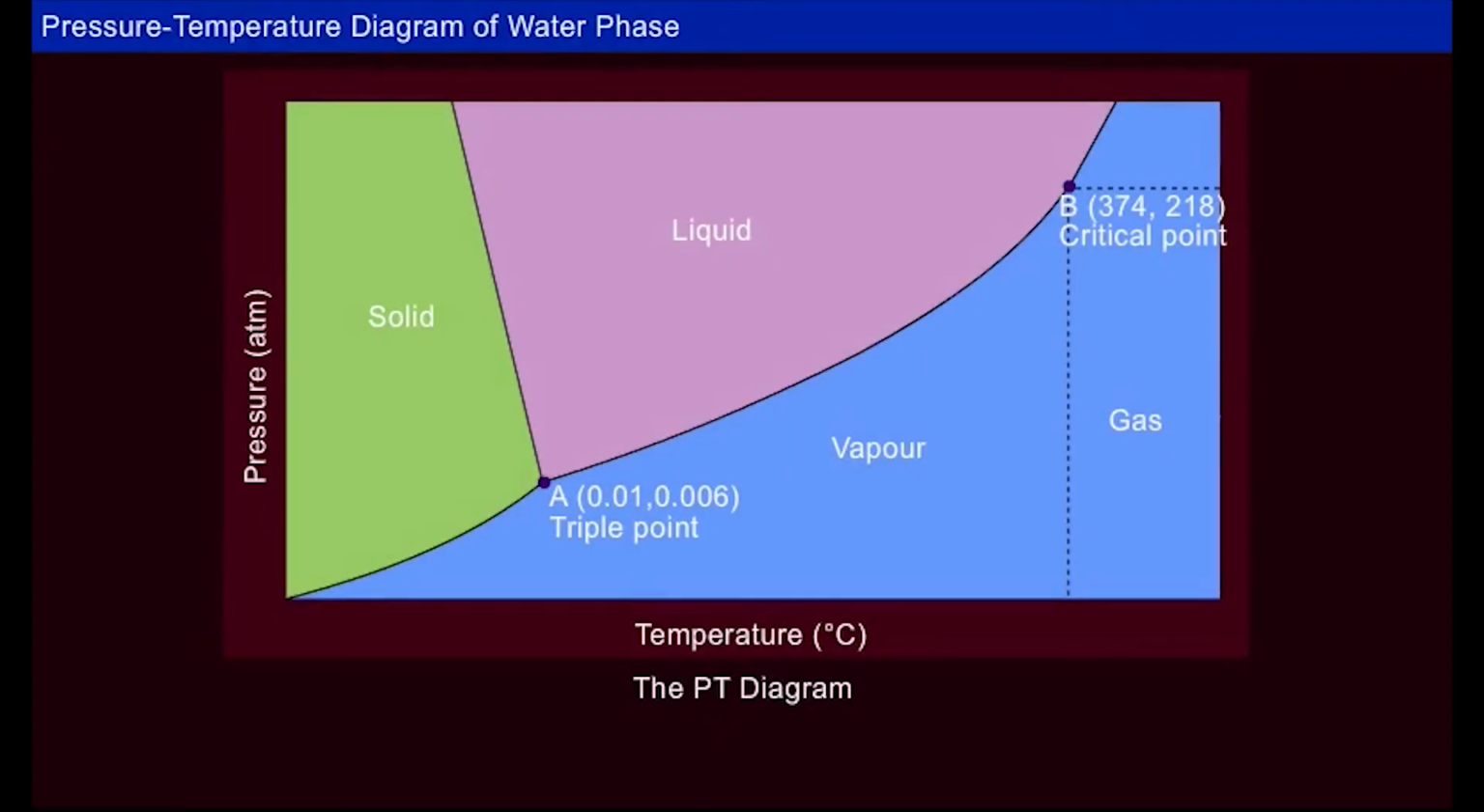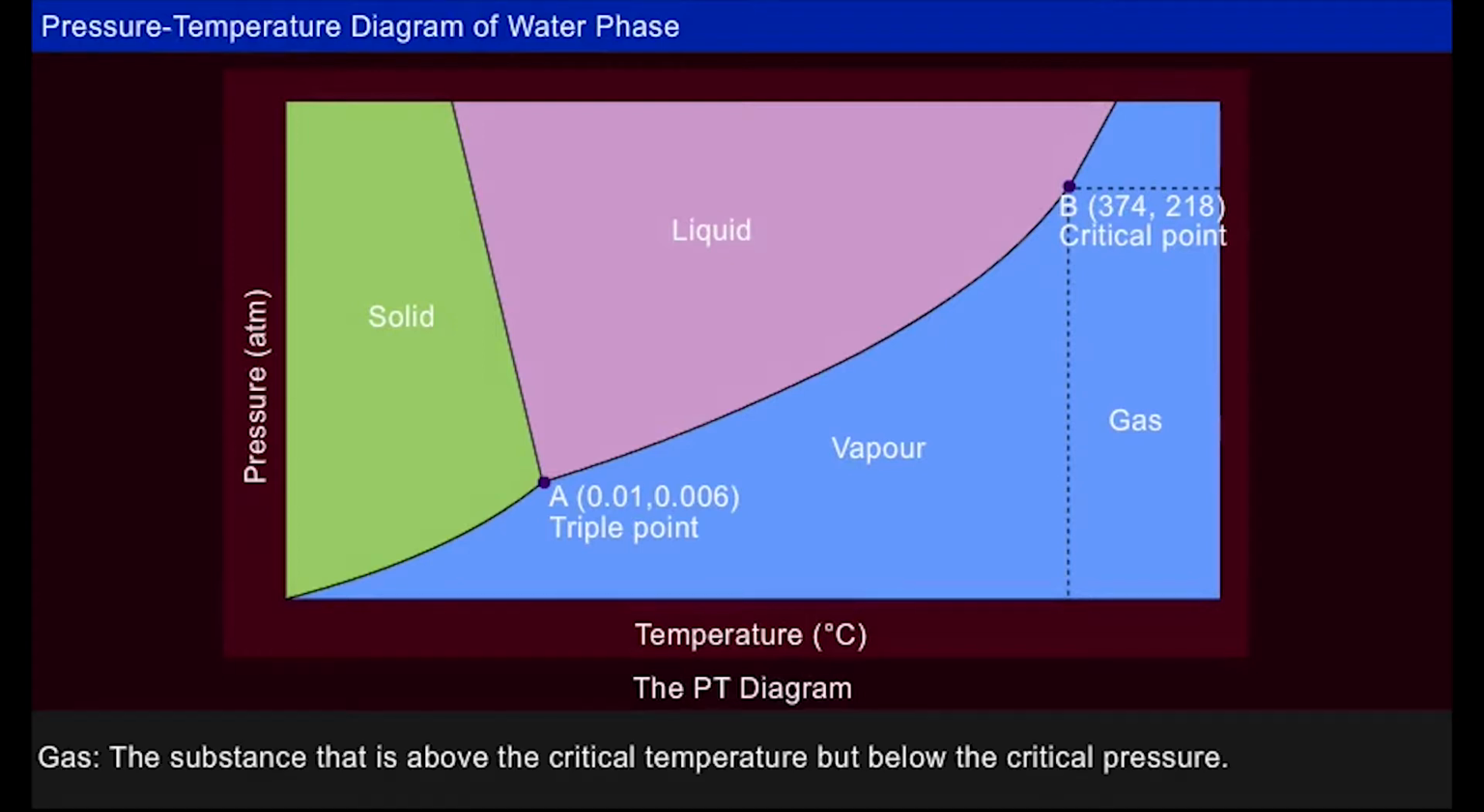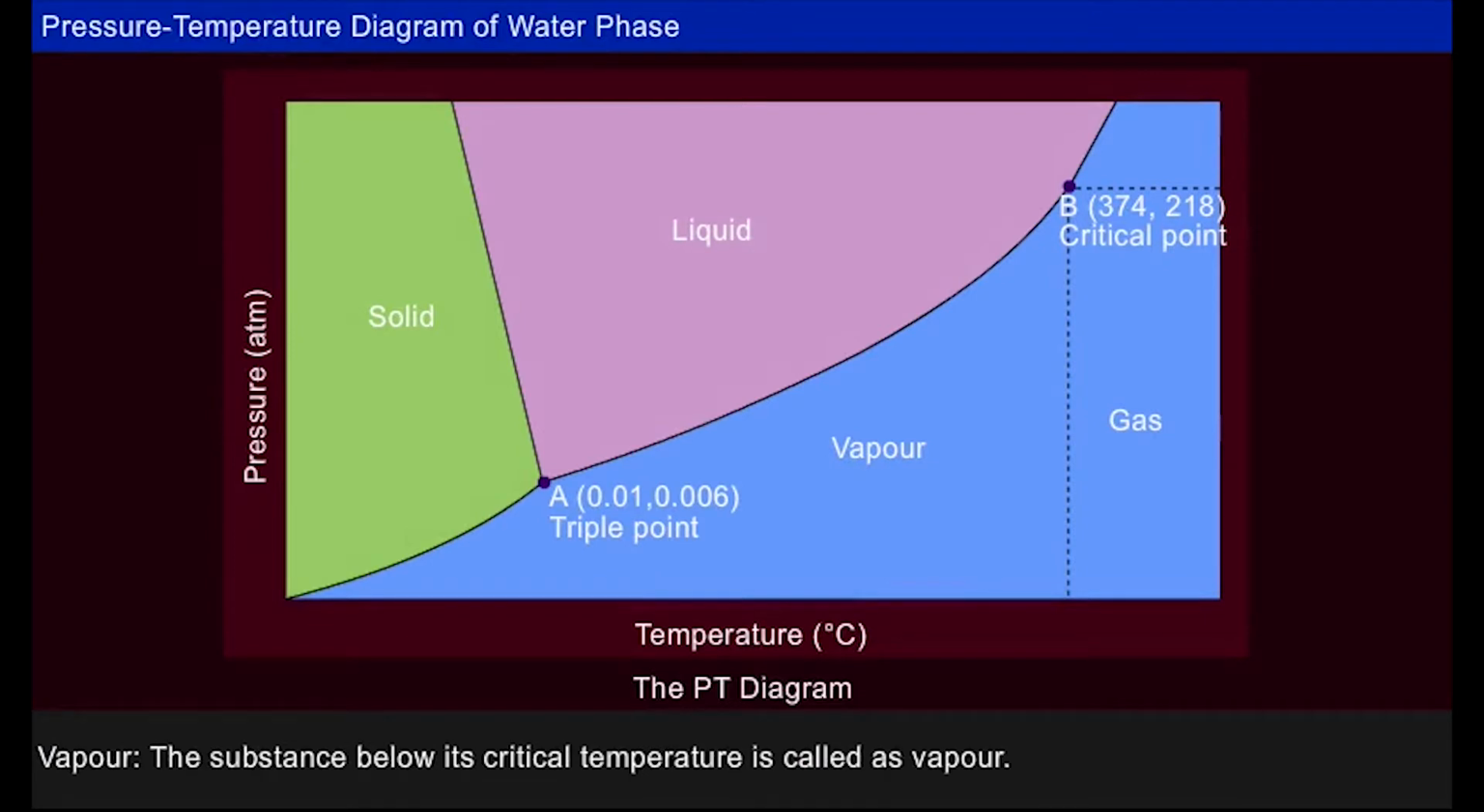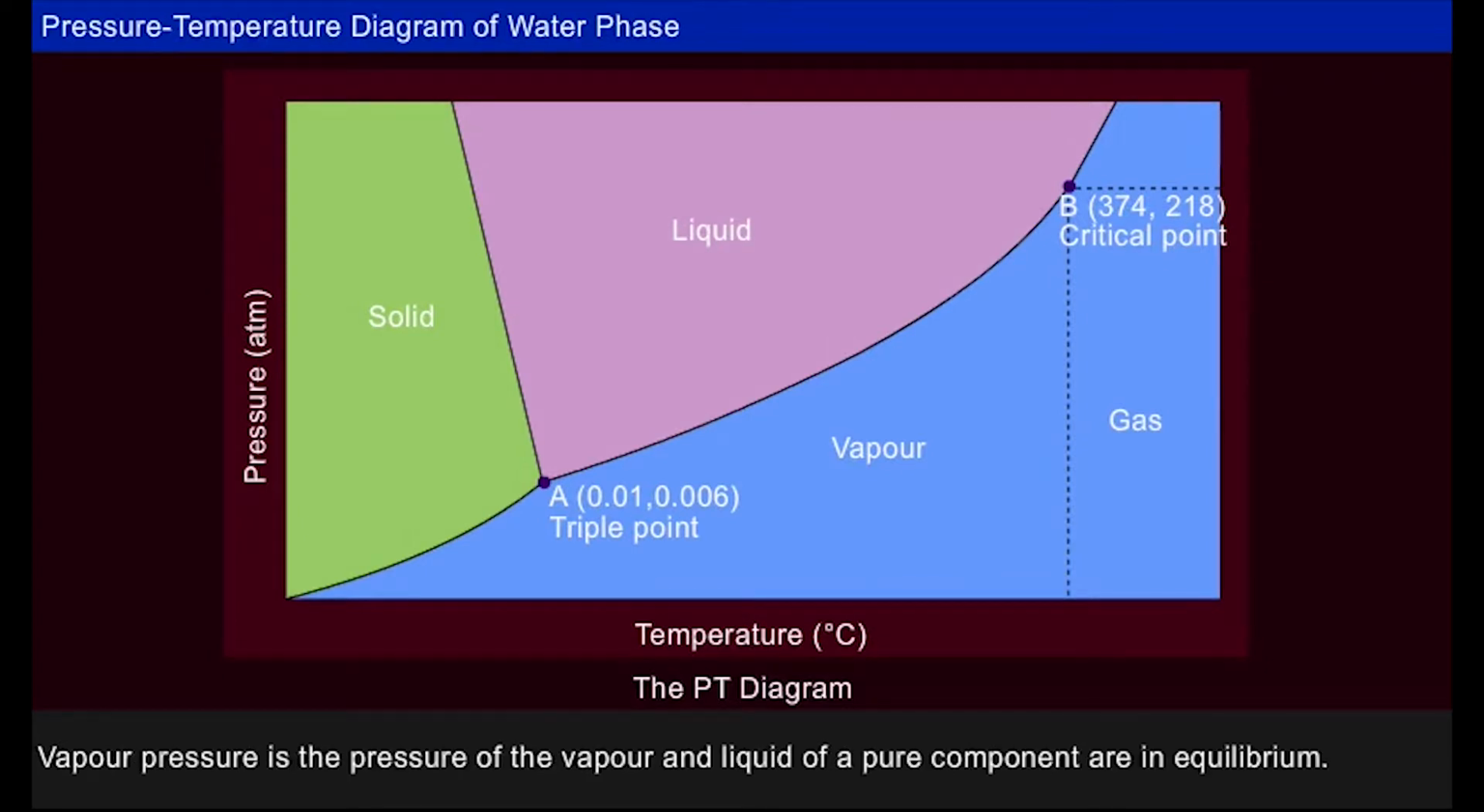To understand vapor pressure clearly, let us see the pressure-temperature diagram of the water phase. Here the substance that is above the critical temperature but below the critical pressure is said to be gas, whereas the substance below its critical temperature is called vapor. Vapor pressure is the pressure of the vapor and liquid of a pure component in equilibrium.